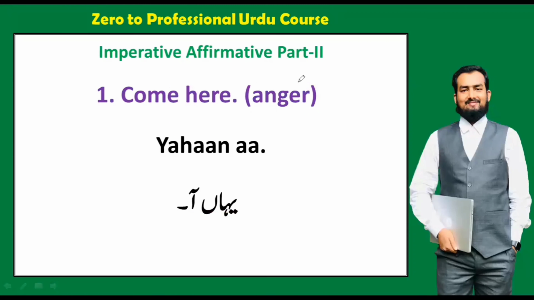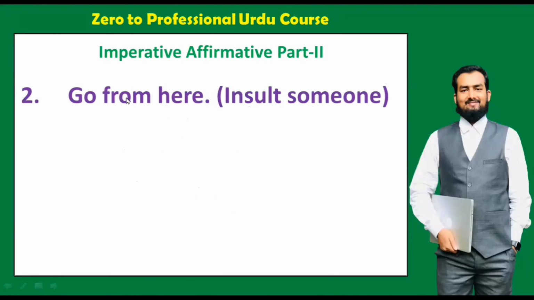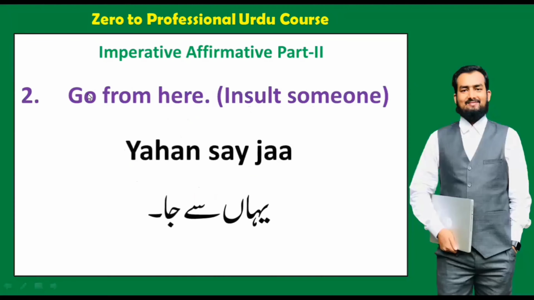So you can see here that the object comes first and the verb changes. So it becomes yahan aa. And the second sentence is "go from here", and the context is to insult someone. Here we will say yahan se ja. Go means actually jana, but we deleted na and changed our tone, so it becomes yahan se ja. Also the tone will be insulting.